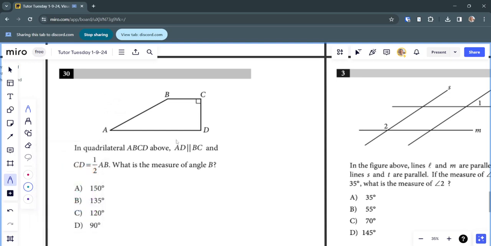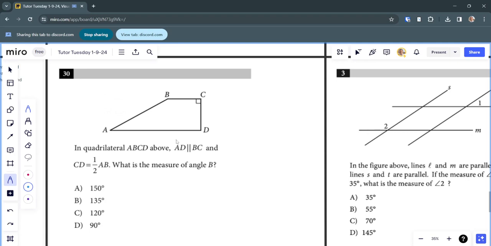It says, in quadrilateral ABCD above, AD is parallel to BC, and CD is equal to 1/2 AB. What is the measure of angle B? Initially it doesn't seem like you have enough information to solve this problem, but we can label some stuff out and fill in the missing information because it's all actually given.